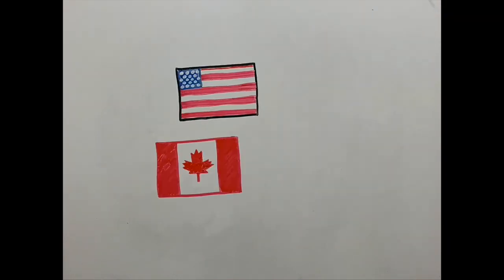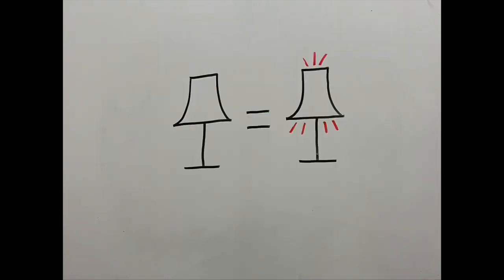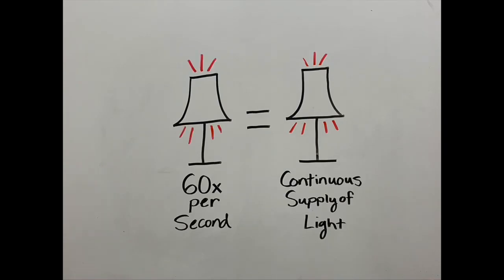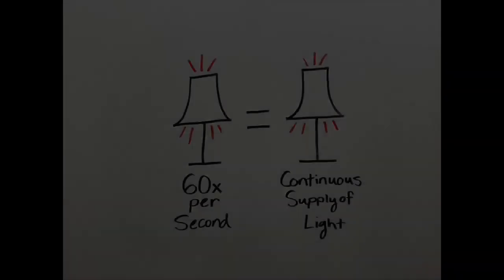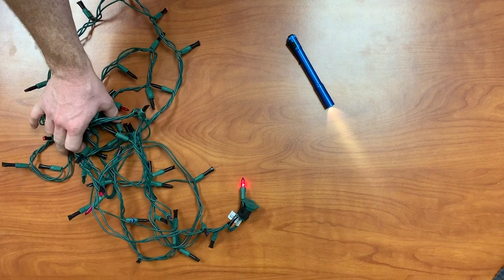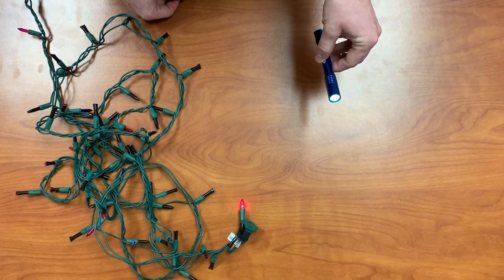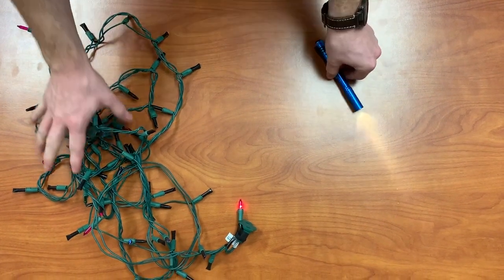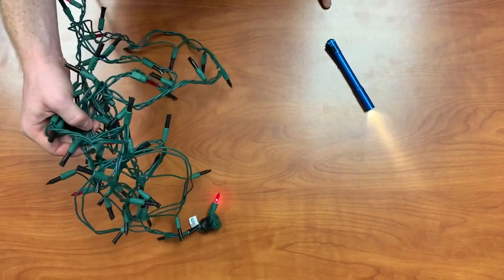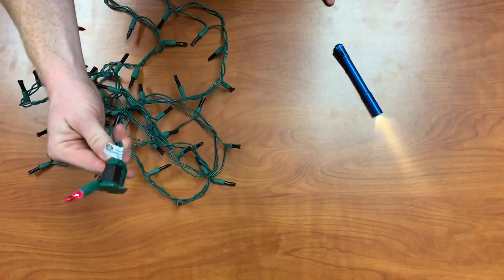In North America, the AC power supply in our homes is 60 hertz, which means that it changes direction 60 times per second. This is so fast that you perceive the flashes of light as one continuous supply of light. To demonstrate this, I have two different lights. This flashlight is powered by a battery, which is a DC power supply. This strand of Christmas lights is plugged into an outlet and powered by AC power supply.